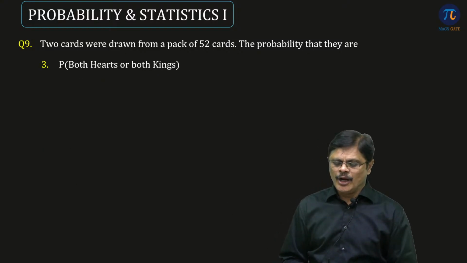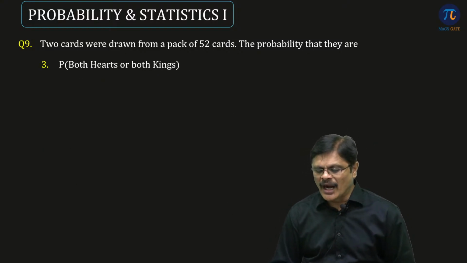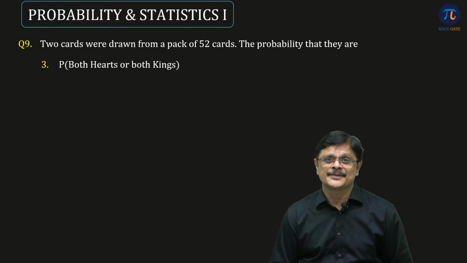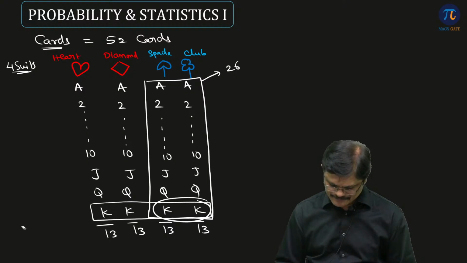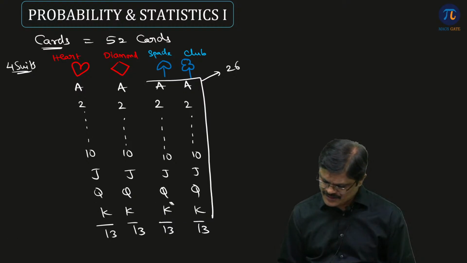Very good. Now what about the probability that both are hearts or both are kings? Now if you observe hearts and kings, just remove this.